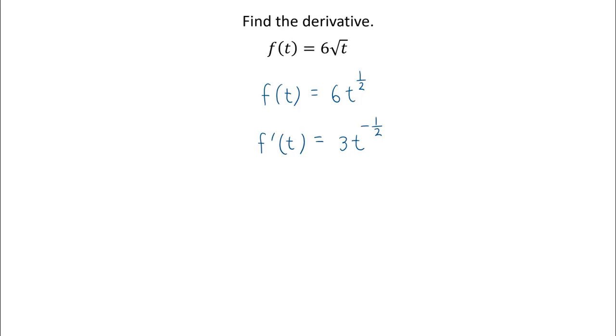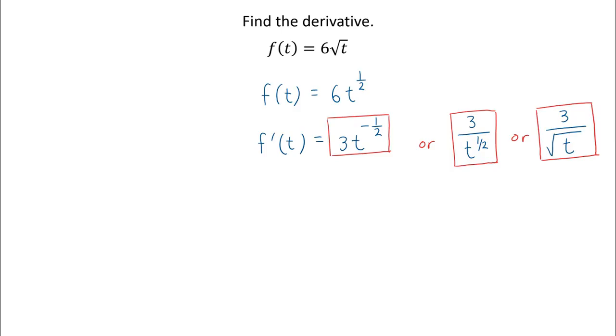Now in calculus, negative exponents are fine. But if you choose to rewrite this using a positive exponent, you can. Or if you choose to rewrite this using square roots, you can. All of those forms of the answer are acceptable. If we choose to rewrite the expression in exponential form using only positive exponents, we'll get 3 over t to the 1/2. Or if we choose to rewrite the t to the 1/2 in radical form, we'll get 3 over the square root of t. Again, all of these are acceptable forms of the derivative.